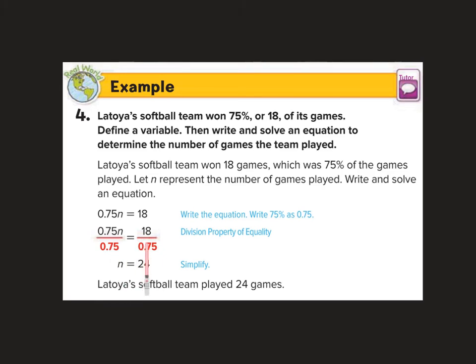We do the same thing with 18 divided by 0.75. And we come up with a final answer of n is equal to 24. So Latoya's softball team played 24 games. And if we take the fraction 18 over 24 and divide, we would get 0.75 or 75% as well.